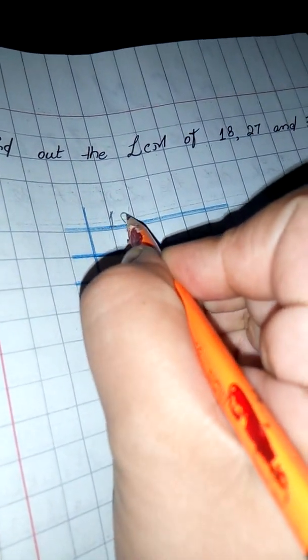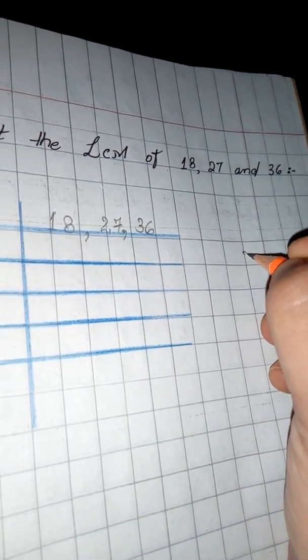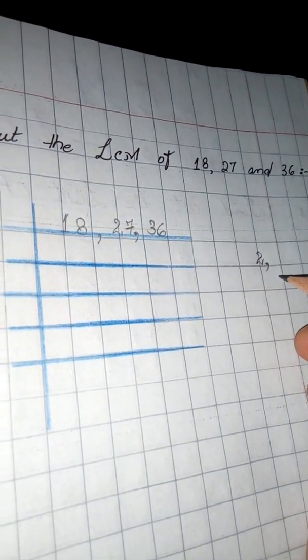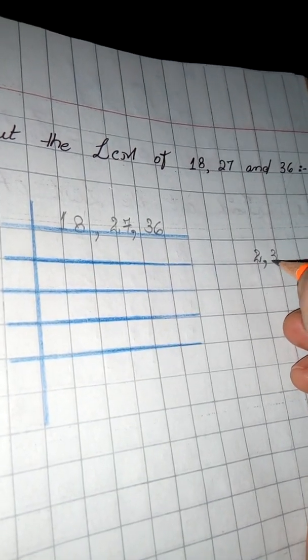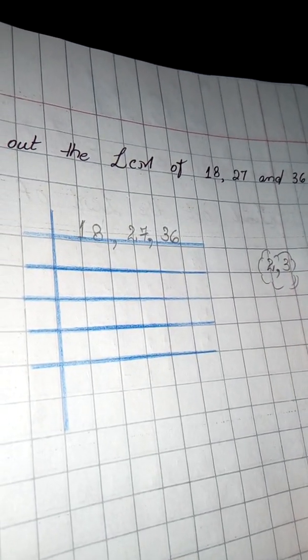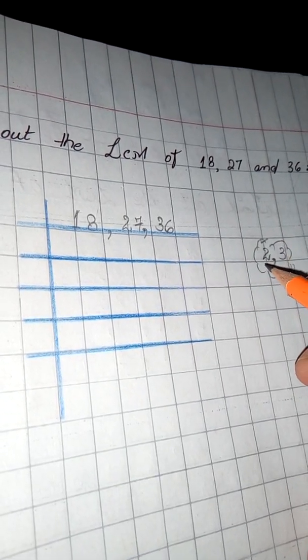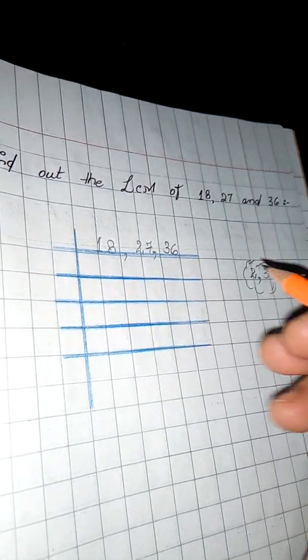The first one is 18, comma, 27, comma, and 36. Now I'm going to check by which prime number I'm going to divide these three numbers. Over here I have two choices: either I can choose the even prime number 2, or I can choose 3. Because it's the least common multiple, LCM, I'm going to start with the smallest common prime divisor, that is 2. So I'm going to write down this 2 over here.